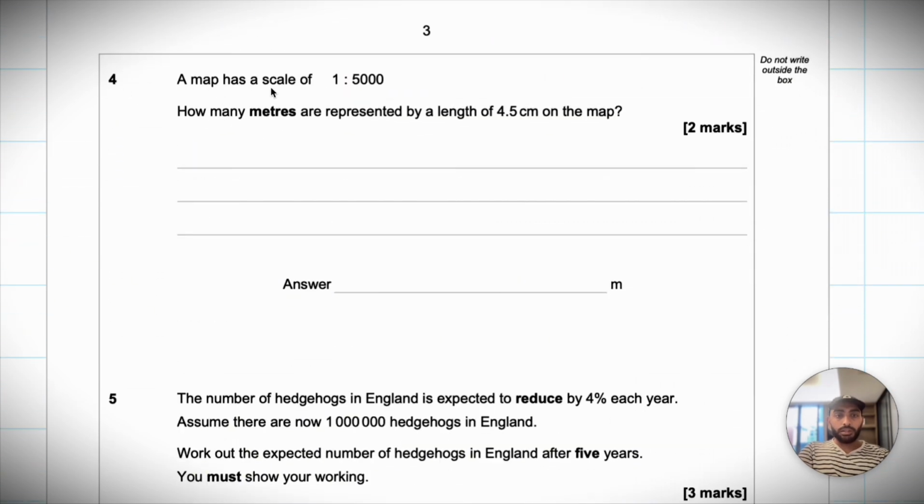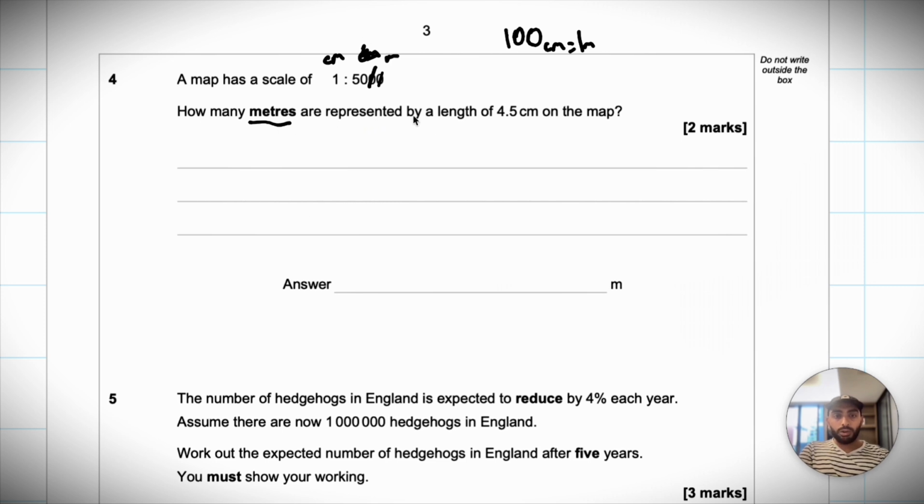Question 4, a map has a scale of 1 to 5,000. So whenever you have scales, this is going to be in centimeters and this is going to be in centimeters. So I've got 1 centimeter to 5,000 centimeters. And I can see I'm going to be working with meters in the question. Before I look at the question, I'm going to convert this into meters. So I know there's 100 centimeters in 1 meter. So I need to divide this by 100, remove those 2 zeros. So it's 1 centimeter for every 50 meters.